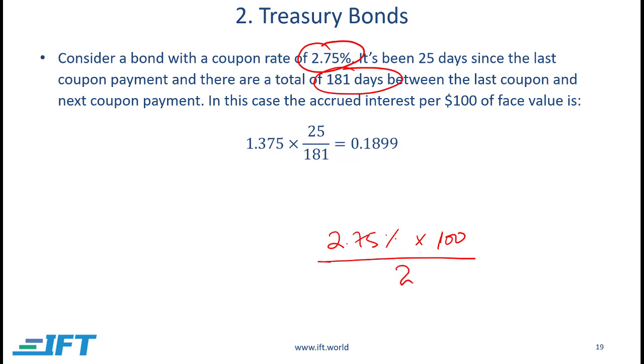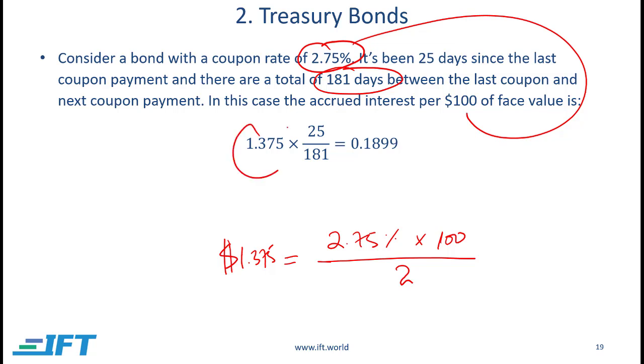So you take out that coupon amount, which comes out to be $1.375, right? Because 2.75 is for the full year, multiplied by the face value, divided by 2. And how much of that coupon would have been accrued by now depends on how many days it has been since the last coupon, divided by how many days between coupons. And that is what you see over here, right? And that's how you calculate the accrued interest.